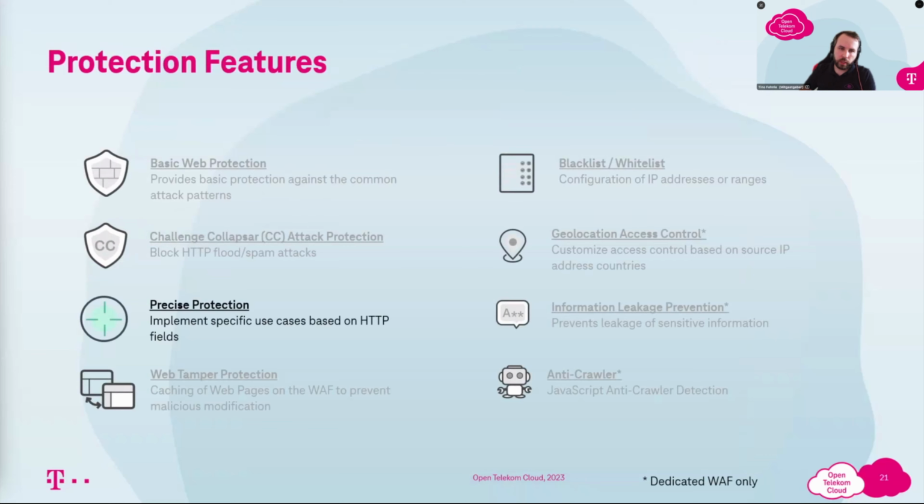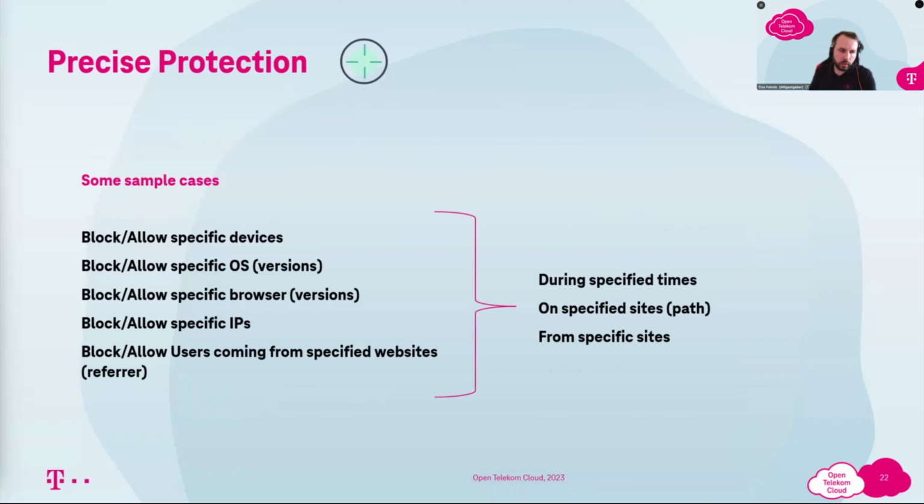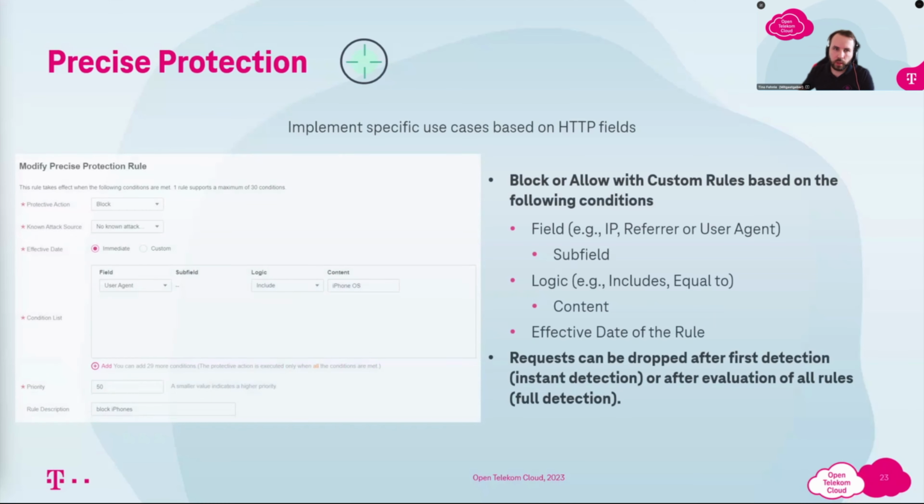The next thing is precise protection. This gives the possibility, with the user data field, to control basically what should happen with the request. For example, you can block or allow different devices, operating systems, browsers, IPs based on the user data field, also for specific times or specific websites. Here's just one example where I have a specific use case, like you want to block access, for example, for iPhone systems or iPhone OS operating systems on your web page. So you can modify this based on any fields and what content they should have, depending on the use case you have.